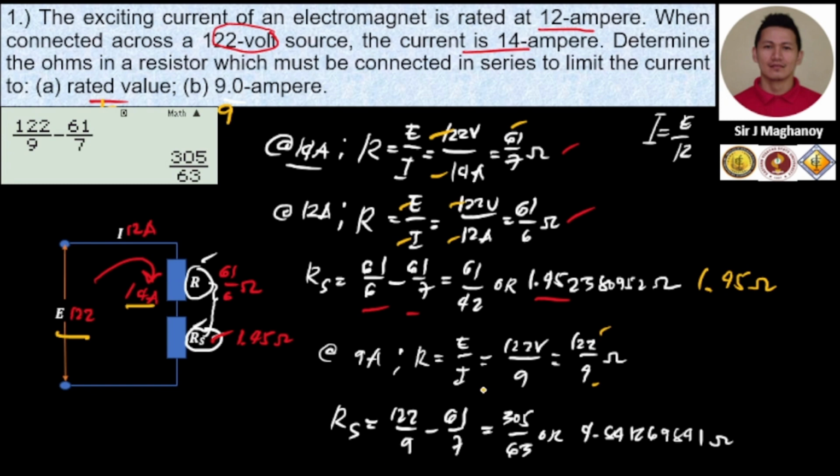Now, we need to determine the value of our series resistance. That is the difference between your rated resistance minus the actual resistance at 14 ampere. So 122 over 9 minus 61 over 7 is equal to 305 over 63, or 4.84 ohms.